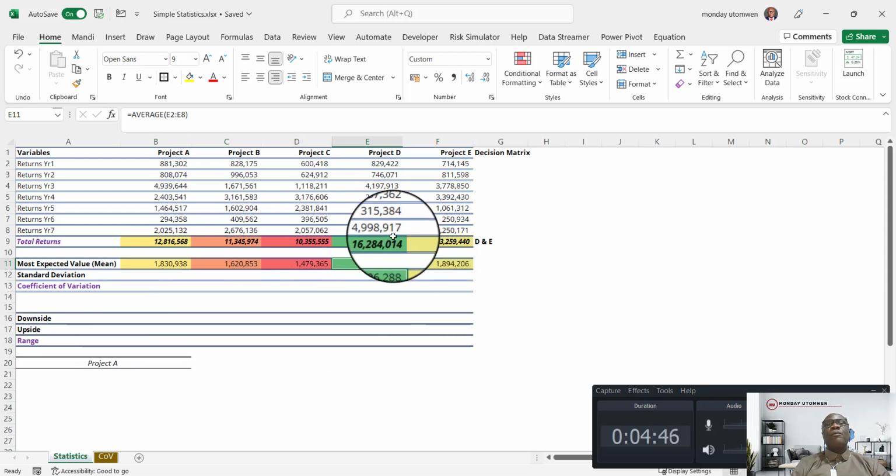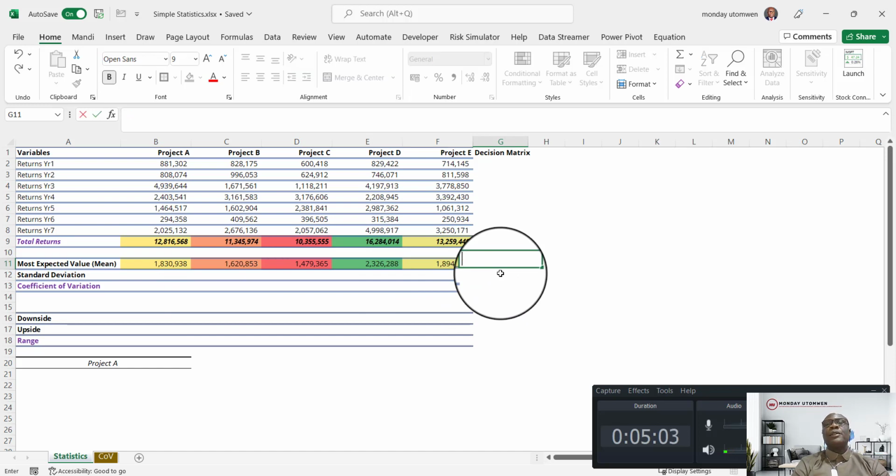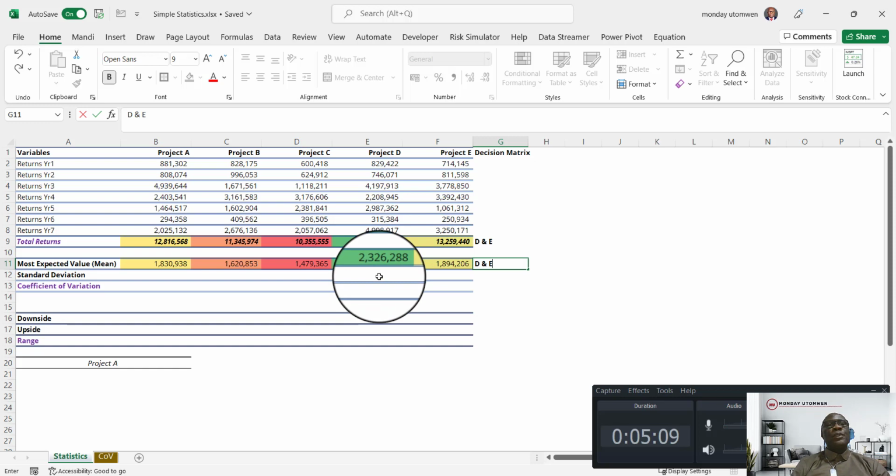We still have project D at $2.33 million, and project E still returning on the average, still doing better than the others. So we are still selecting D and E as our projects. But we've not introduced any risk. We don't understand what the risk is.